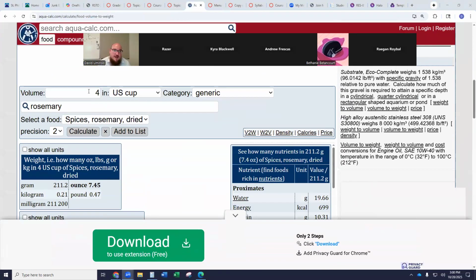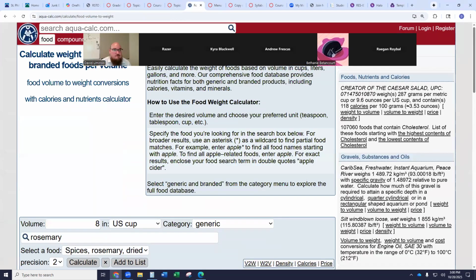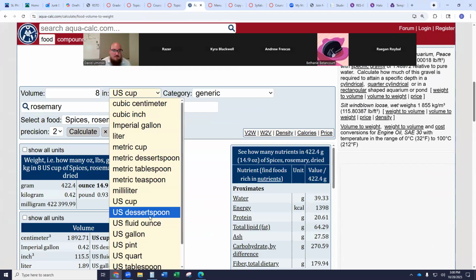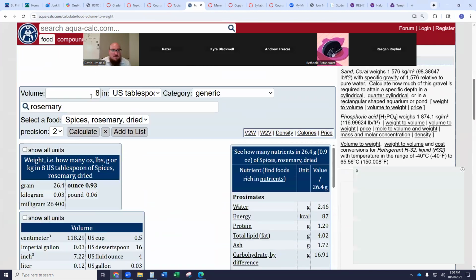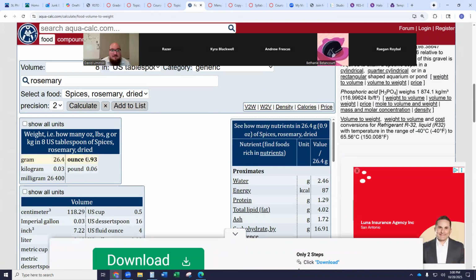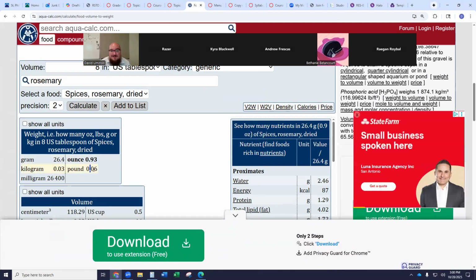now this is for 4 cups. What does the recipe amount say? 8 tablespoons. Okay. So you round it to the next. So 8 tablespoons looks to me like 0.93 ounces or 0.06 pounds. So less than an ounce.